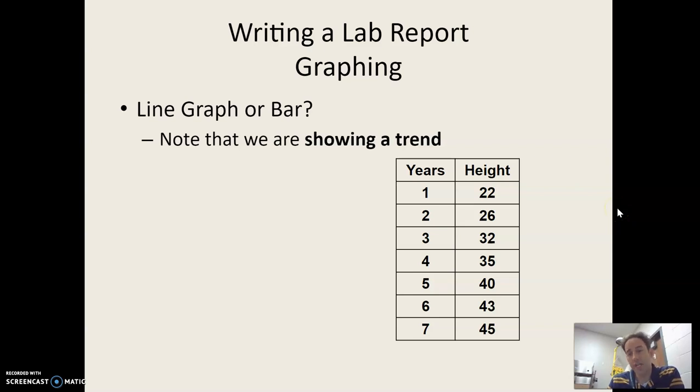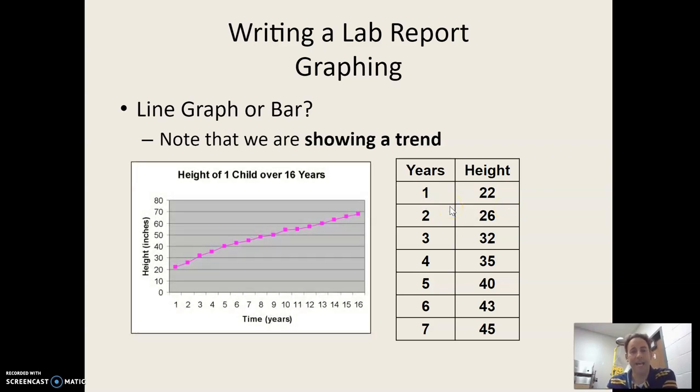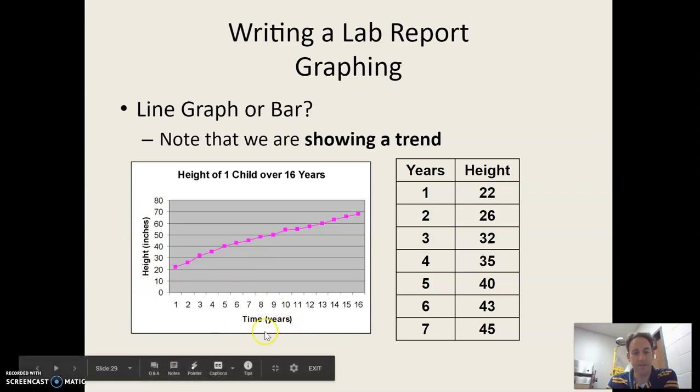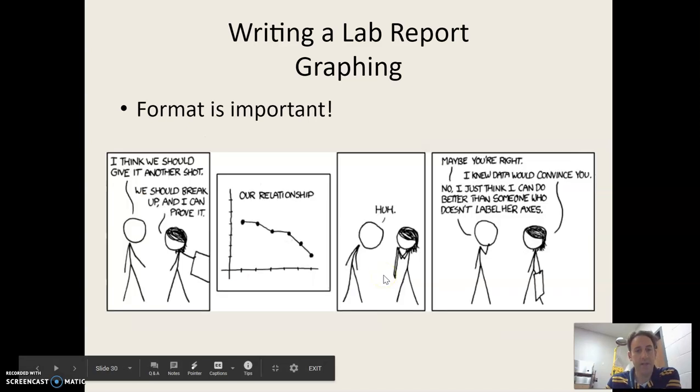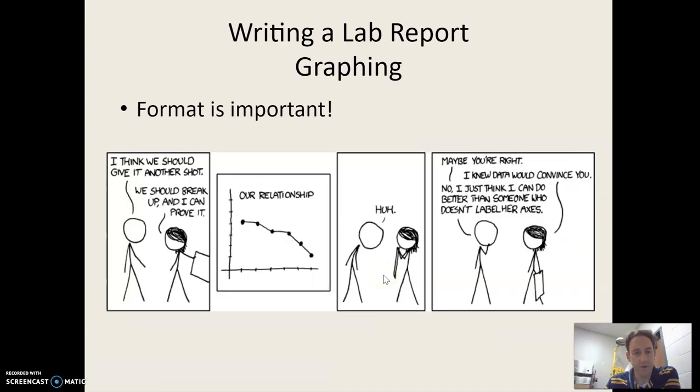In the second set of data, note that we are showing a trend. We're showing a change over time. So if I rearrange these values and put like year 2 in the beginning, that changes the meaning of the data. That doesn't really make any sense. I can't do that. So in this instance, where you're showing change over time or a trend of some sort, that's where you use a line graph. And notice again, I've got my dependent variable and independent variable labeled on the y and x axes respectively, and the units as well. The format is important.